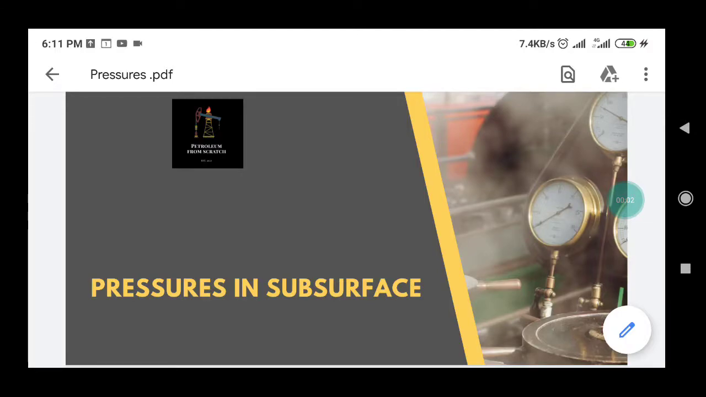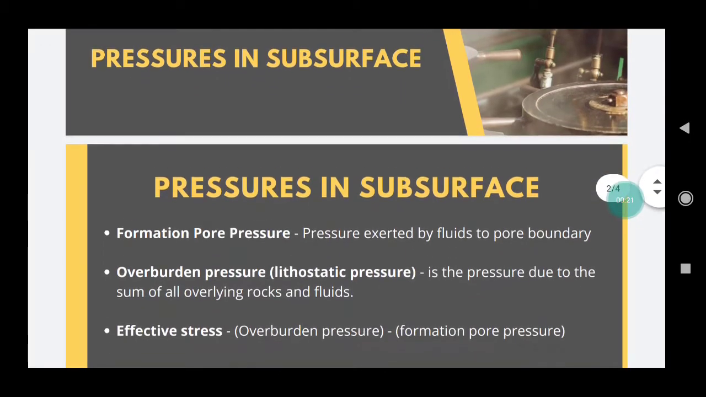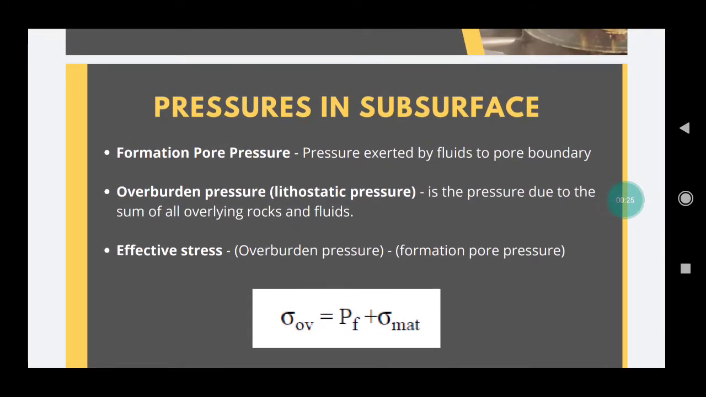Hi everyone. Generally, students get confused between a variety of terms like formation pressure, pore pressure, overburden pressure, and what effective stress is. So today I'm going to cover all these things just to give you a basic idea of what these terms exactly mean. Basically, there are three types of pressure in the subsurface: the overburden pressure, formation pore pressure, and effective stress.